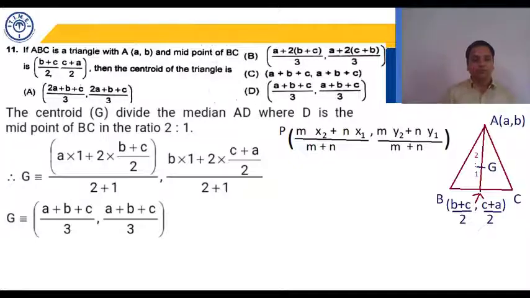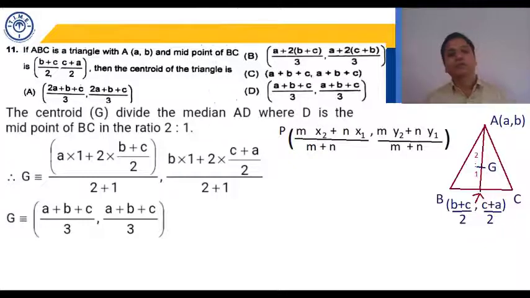Indirectly this is the proof of how we find the centroid of a triangle. That has been asked in an examination as a question, so this is the same question. It is (a plus b plus c) by 3, and again (a plus b plus c) by 3. And the question is asking for the centroid of the triangle.